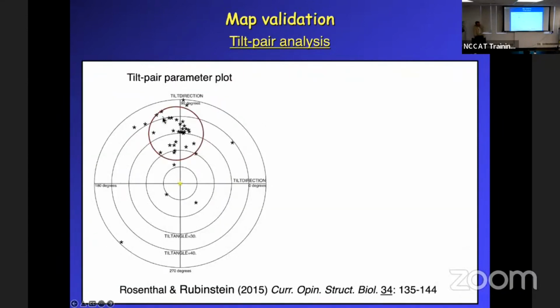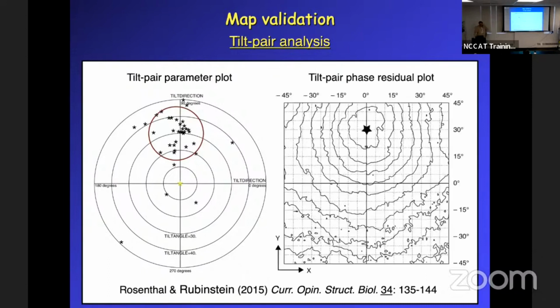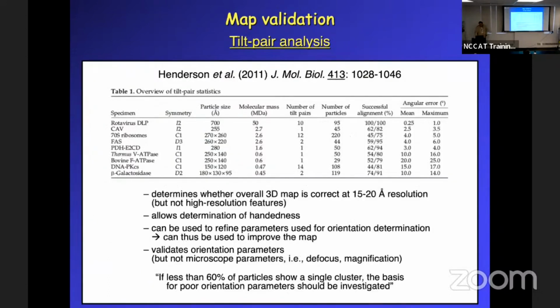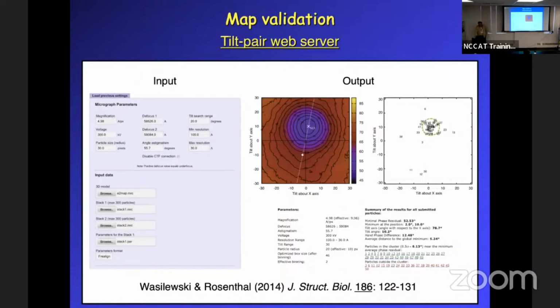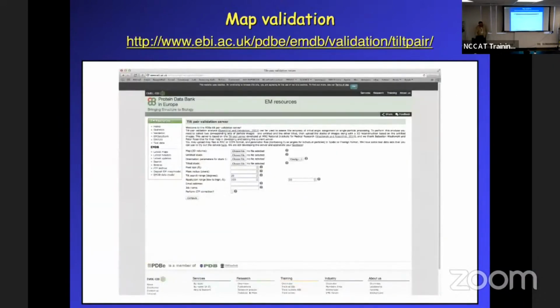There's an example, and you can see most of the projections fall into this small circle, but there are certainly outliers, and that's typical because of noise or particle damage or whatever. So never all the particles will be perfect, but the majority should be. I just want to say, you have this in your handout, because I need to speed up a little bit. This map validation is now actually part of the EMDB. You can put your data there, and you can do this tilt analysis.